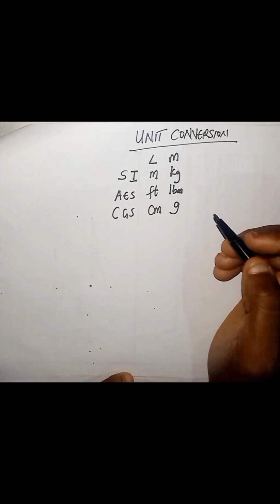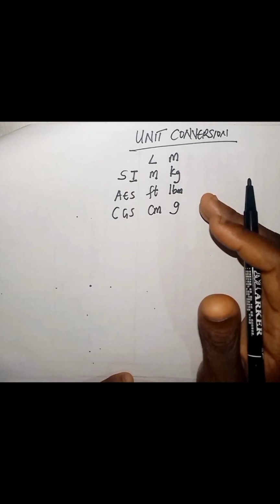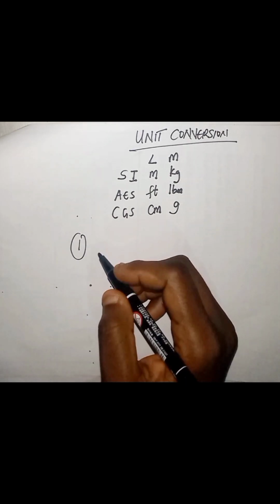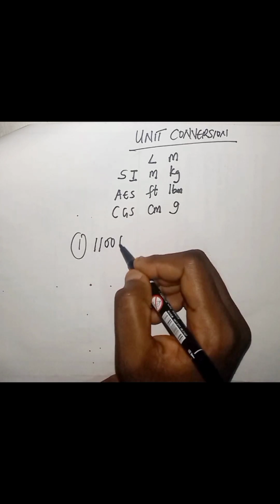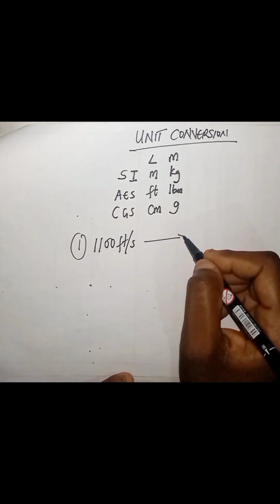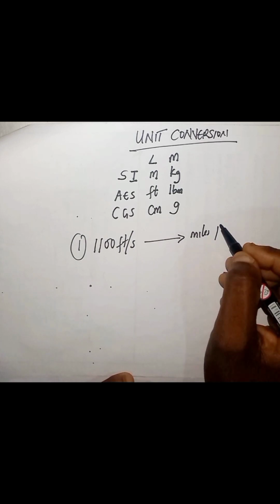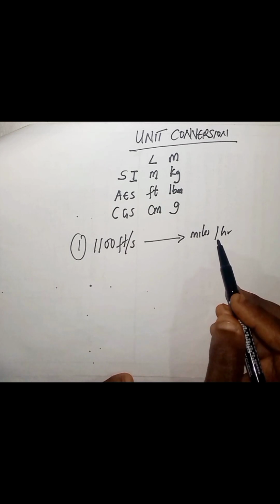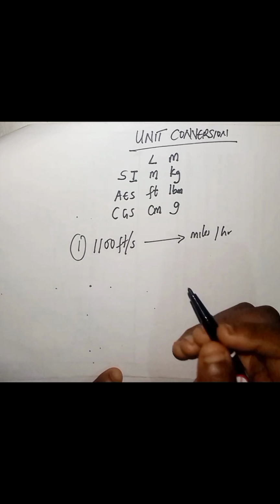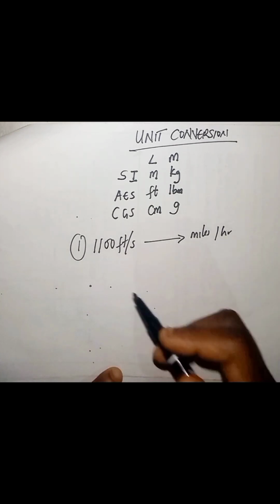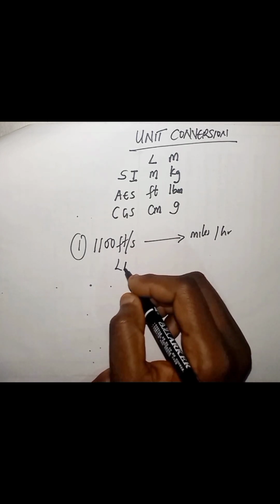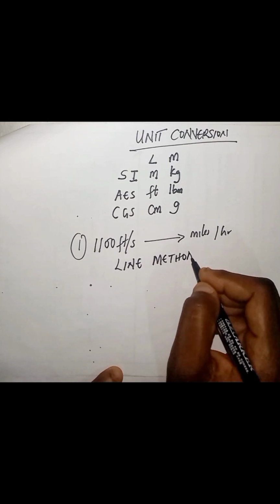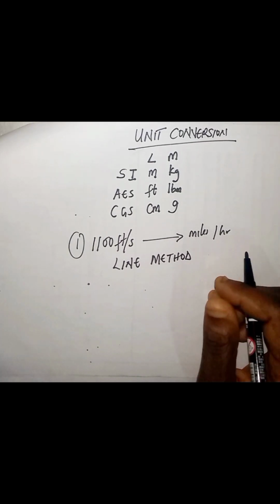So today, we're going to be solving problems that have to do with converting from one unit to another. Our first example is the conversion of 1,100 feet per second to miles per hour. The best method I employ to convert from one unit to another is the line method. I prefer it because it's easier and produces a more accurate result.